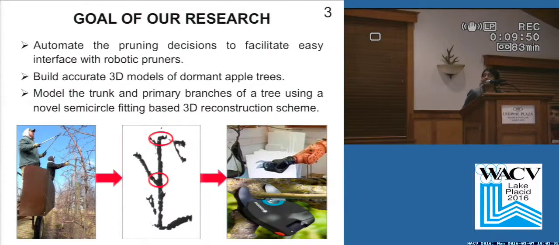Here I have listed some of the goals of my research. As I already told, the final goal would be automation, a robotic interface. For that purpose, we are trying to make automatic pruning decisions. We start with building really accurate 3D models of dormant apple trees. And in this paper specifically, we have worked on modeling the primary branches and the trunk of the tree using a novel semicircle fitting based 3D reconstruction scheme.